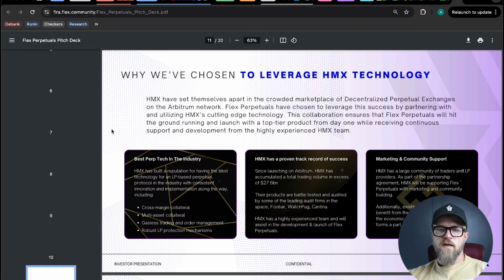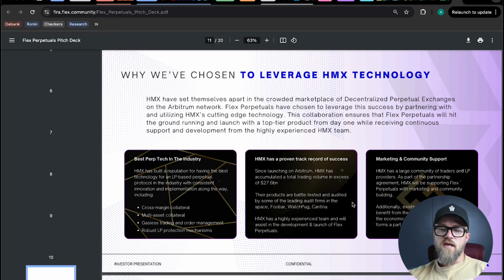So moving on, we've chosen to leverage HMX technology, best perp technology in the industry. I completely agree. I think they took the GMX model and built on top of it, guys. It has a proven track record of success. I completely agree with you on that as well. They've done $27 billion in volume, over that by now, actually. And the products are battle tested, guys.